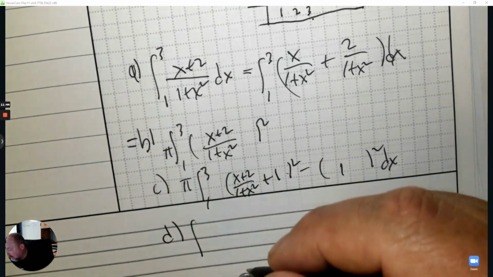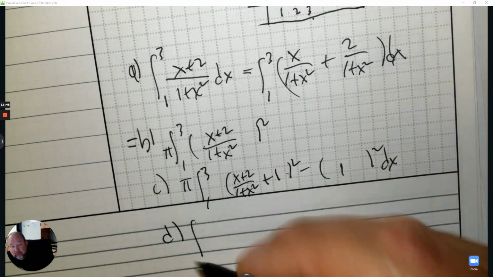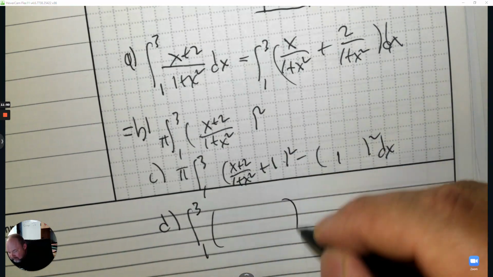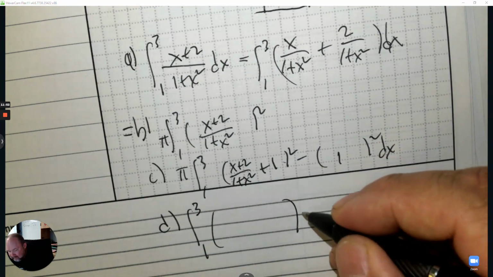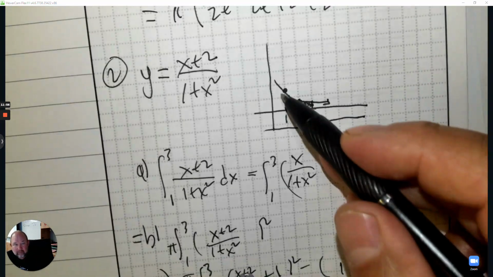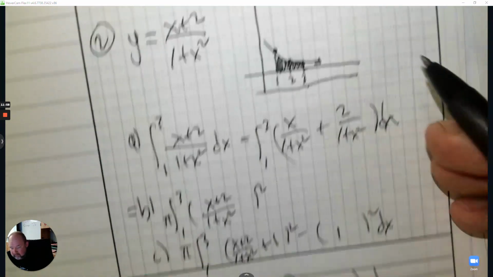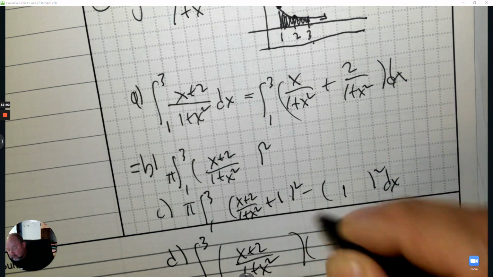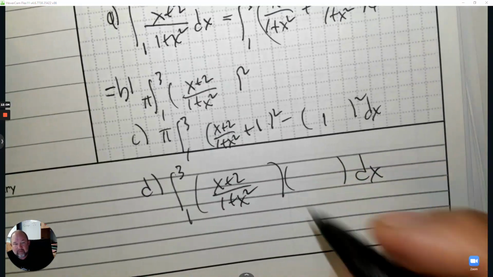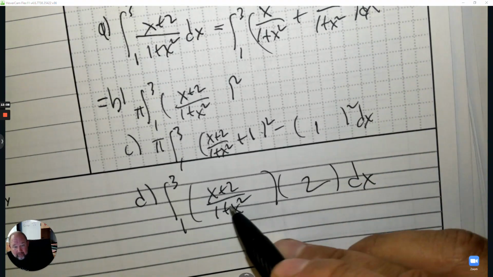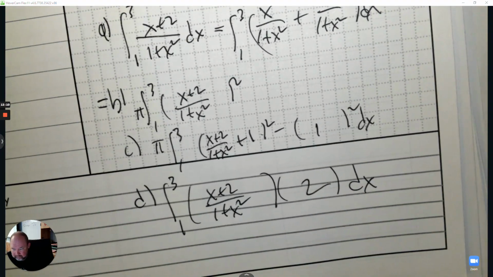Part D, now I'll switch papers. Again, we're going to integrate rectangular cross-section. No pi in front, 1 to 3. So a rectangle is base times height. So the base is just top subtract bottom, the curve subtract 0. So that's just (x plus 2) over (1 plus x squared). You could go subtract 0, but that's not necessary. It just says the height is 2. So there's the base times the height, and there's the setup.